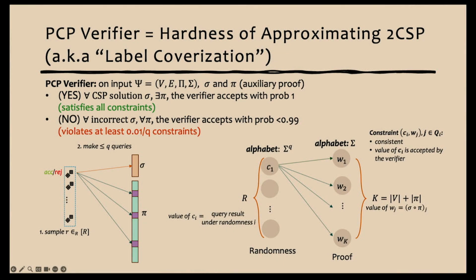And if the CSP has no solution, which means that every assignment will be incorrect, then no matter how we choose the auxiliary proof, the verifier will accept with at most 0.99 probability. And in this case, we can see that the CSP instance violates at least maybe 1% over Q constraints.